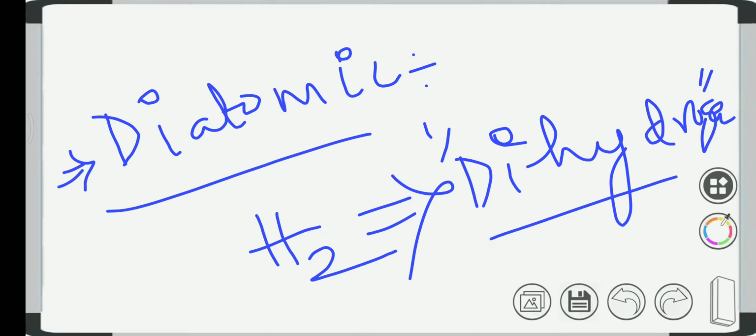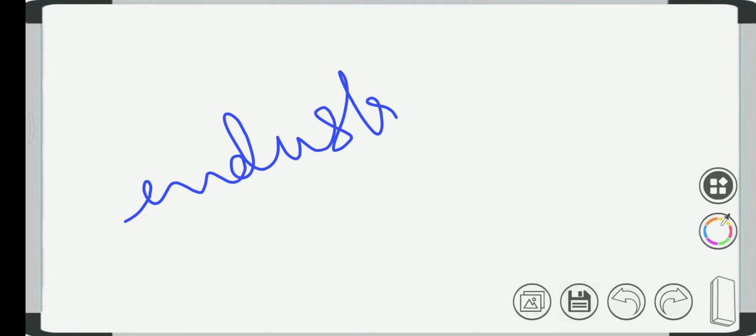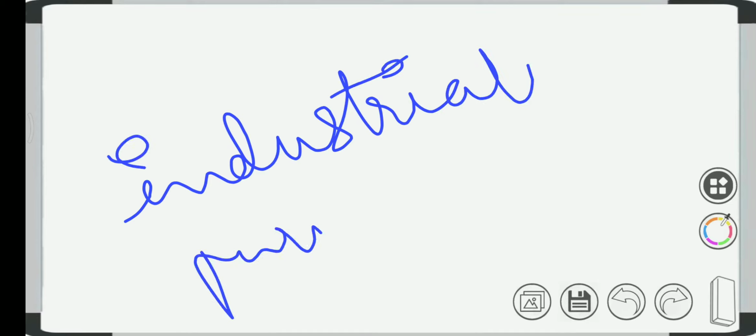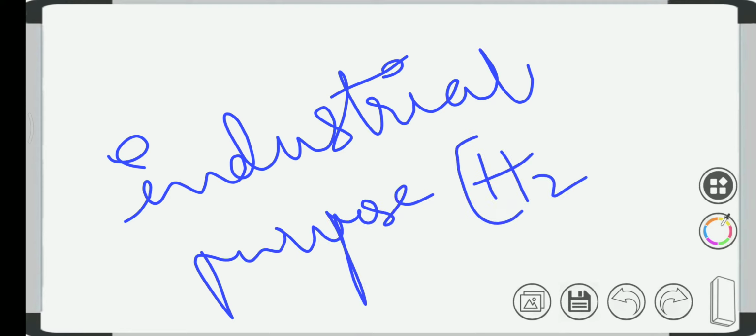Next, do you know that global concerns related to energy can be overcome to a great extent by the use of hydrogen alone? In industrial purposes, hydrogen is very important. Note this point.